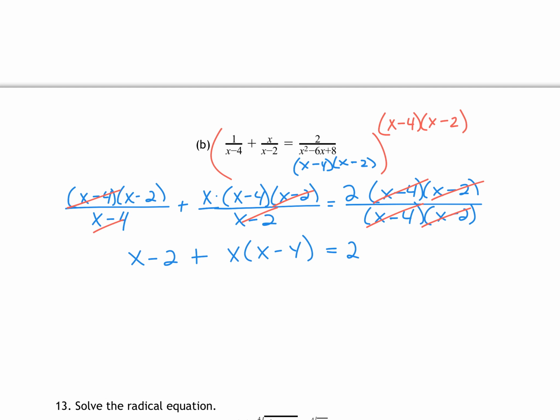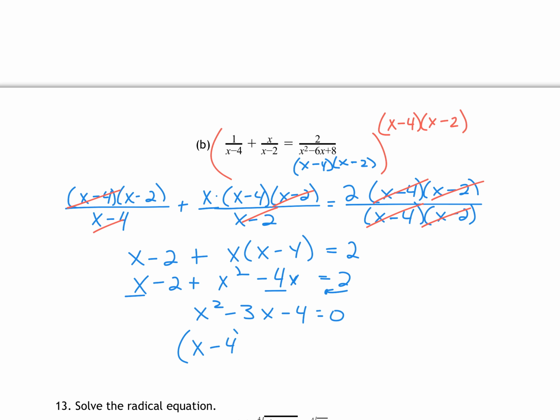From there we can distribute and solve. So I've got x minus 2 plus x squared minus 4x equals 2. I see a quadratic. Set it equal to 0. We're going to try to factor it. So x squared, combine these to give me minus 3x, and then I'm going to subtract this over to give me minus 4 equals 0. I can definitely factor that. X minus 4, x plus 1 factors that. Solutions of 4 and negative 1.